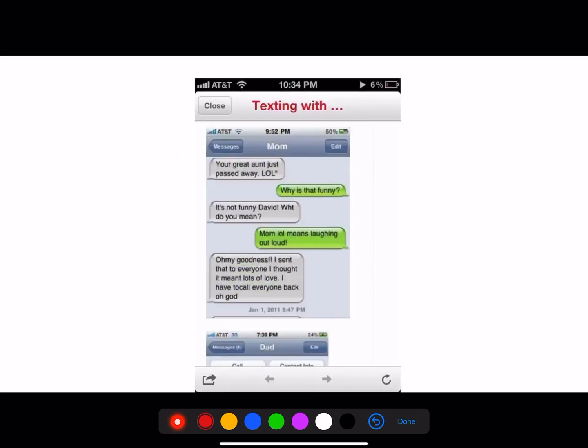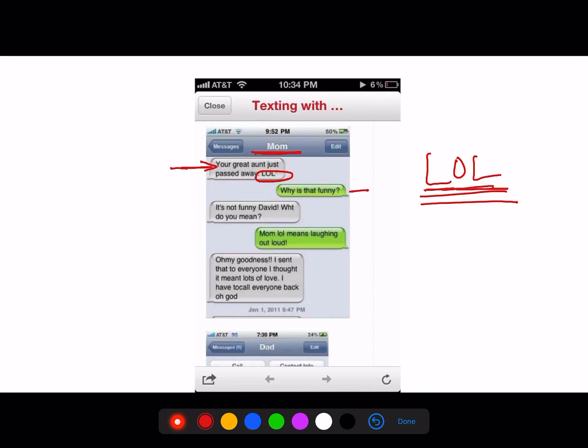All right, with this text message from mom, we know moms are crazy at times and they don't know how to use technology at times. So the mother says, your great aunt passed away, capital LOL. All right. And in your generation, LOL means lots of laughs, but also with her doing it capitalized doesn't mean that she is basically yelling LOL.